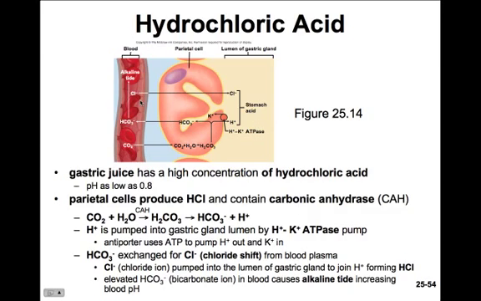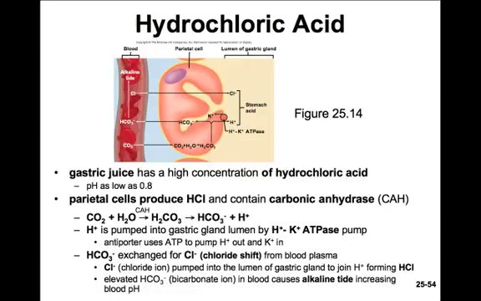Similar to blood buffering, we'll see the chloride exchange, where bicarbonate is exchanged for chloride. So chloride is brought into the cell, and bicarbonate is put into the blood. The chloride is then pumped into the lumen of the gastric gland also, where it will combine with the hydrogen that was pumped there to form hydrochloric acid. This makes the blood a little bit more basic as it's leaving the stomach. So blood leaving the stomach is said to have an alkaline tide because the pH is increased, causing the blood to be a little more alkaline than usual.